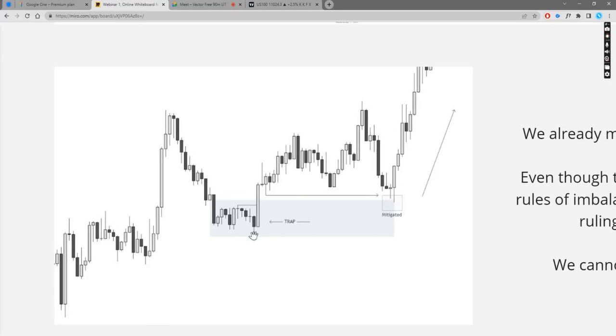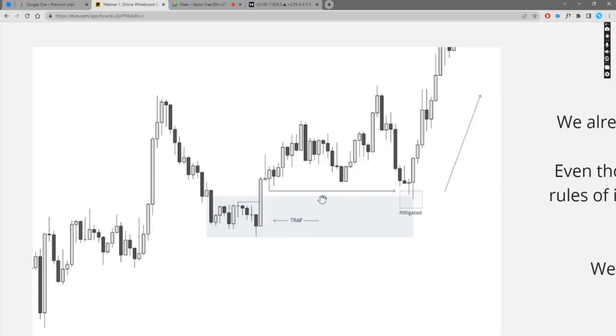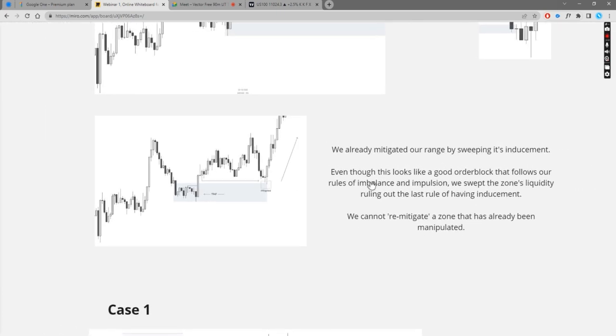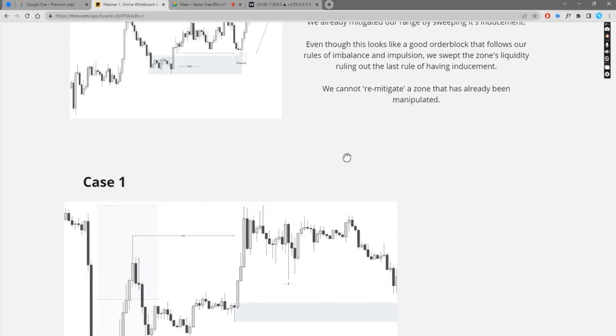So we know that this zone is now a trap, because even though it didn't tap into it, it tapped into its entire range and it utilized those buy orders already. So it doesn't need to do it again because we don't want to re-mitigate zones, okay? So like it says here, even though this looks like a good order block that follows our rules of imbalance and impulsion, we swept the zone's liquidity, ruling out that last rule of having inducement. So yeah, we have imbalance and impulsion, but we don't have inducement that's able to be created. So we cannot re-mitigate a zone that has already been manipulated, okay?